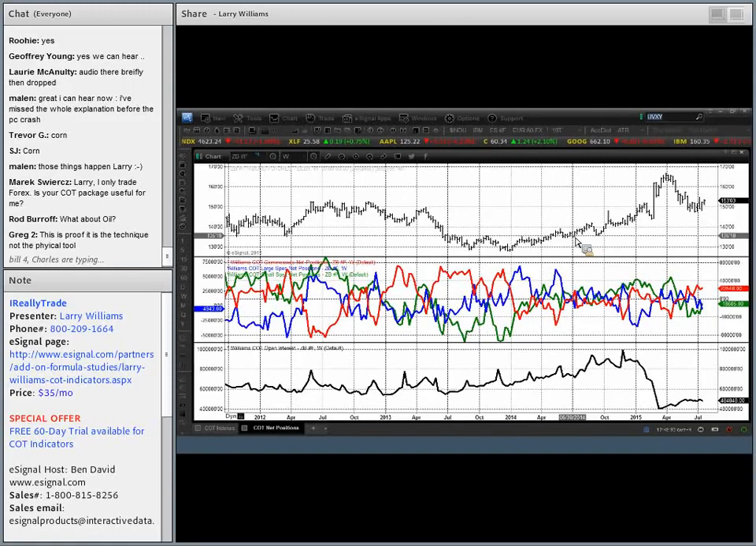Most of you heretofore have just looked at the COT indicators. They're good, and I use them. But I think there's a lot more to learn from actually looking at the net positions of these traders.